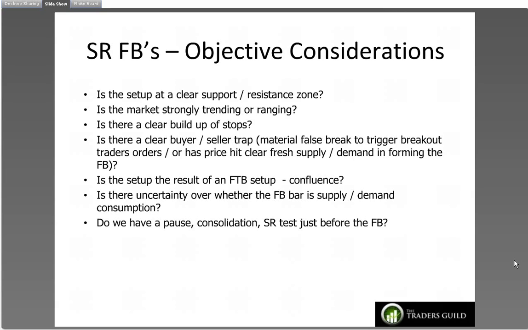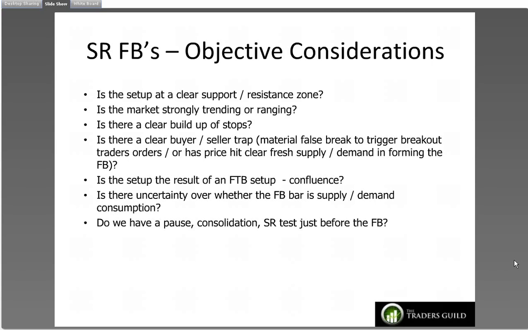Is there a clear buyer seller trap? Obviously the trap is breakout traders getting caught alongside the market. So we're looking for the material false breakout or price hitting the clear fresh supply demand. Is the setup the result of an FTB setup, a first time back setup? That provides us a confluence. Sometimes you'll find them go hand in hand. You get a first time back, related to a false breakout of a very close SR. And obviously that's a powerful confluence setup.